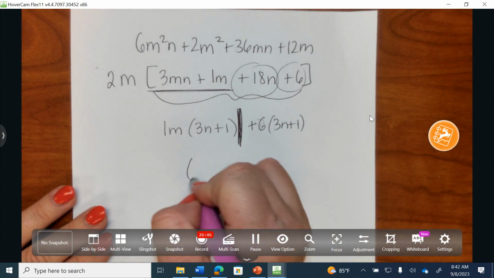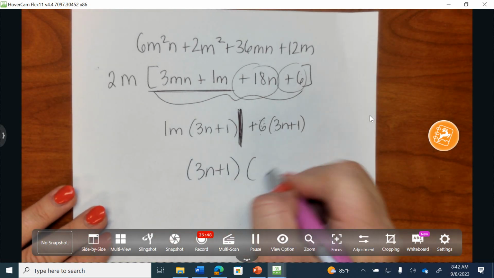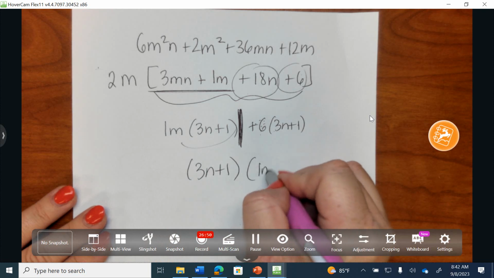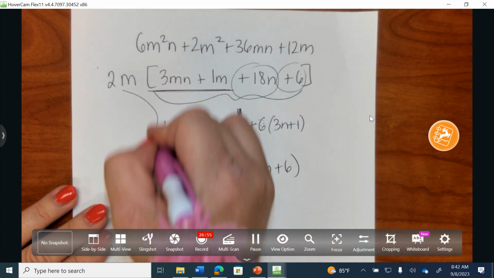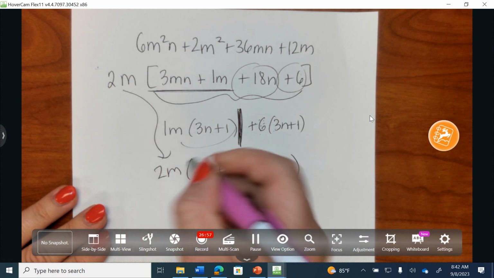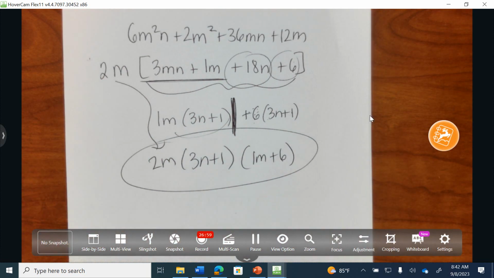In the front and the back, you have a 3n plus 1. In the first part is a 1m. In back of the second parenthesis is a 6, and we have to remember about the 2m that came down. There's more than one way to do this. Who did it a different way and got the same answer at the end?